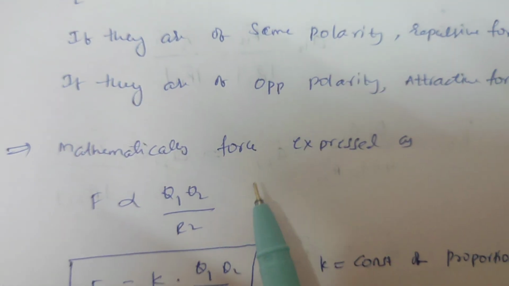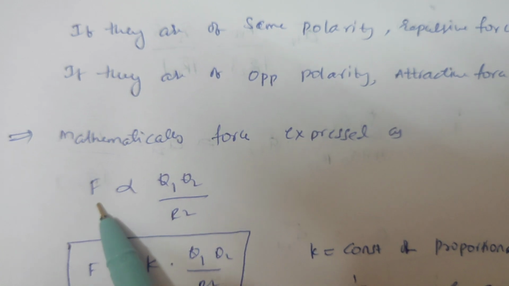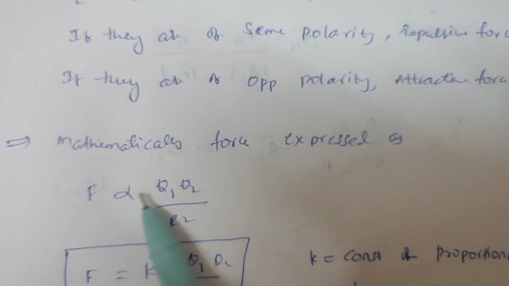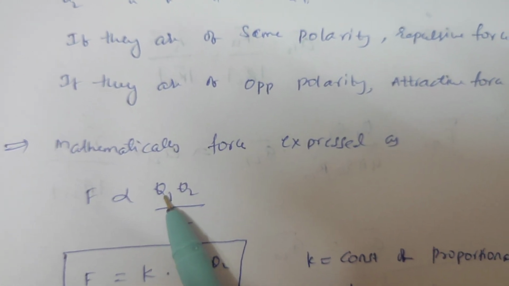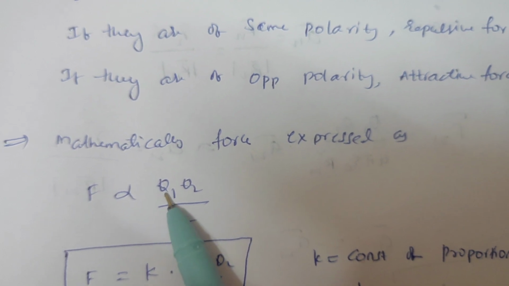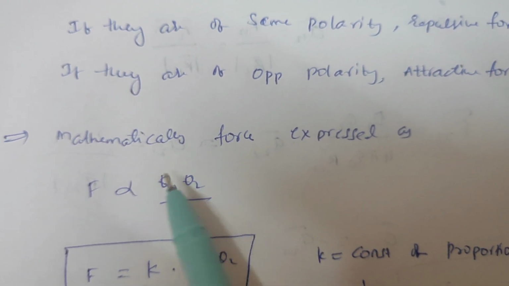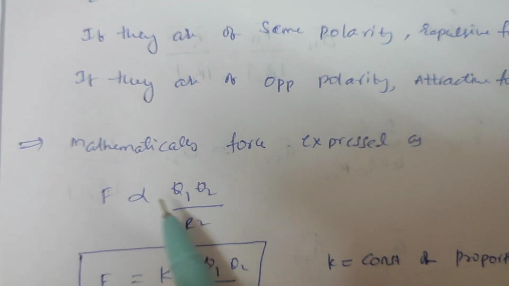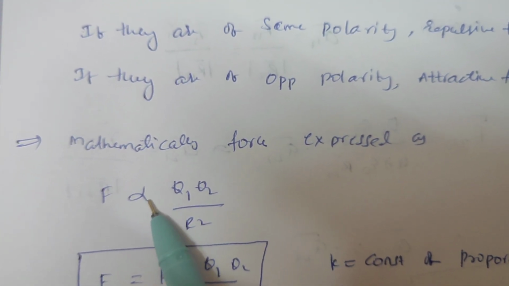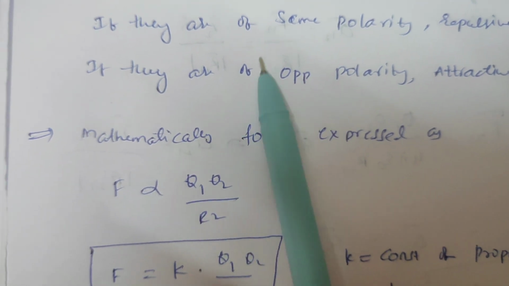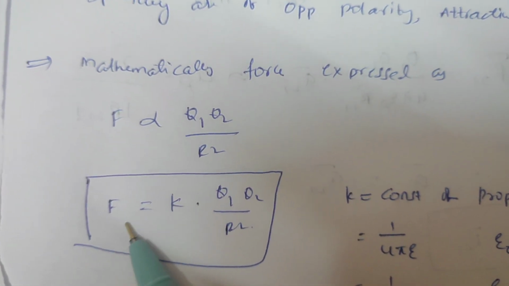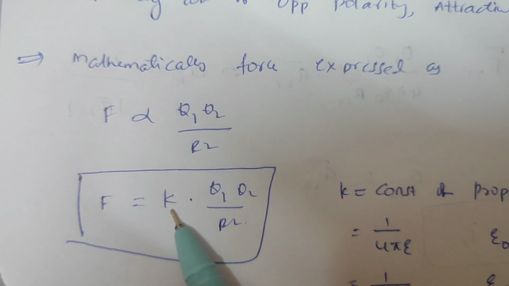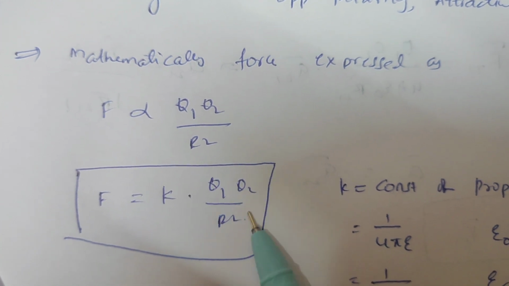Mathematically the force can be expressed as F is directly proportional to the multiplication of the two charges, Q1 into Q2, and inversely proportional to the square of the distance between them. If you remove the proportionality term, the force equation becomes F is equal to K into Q1 Q2 by R square.